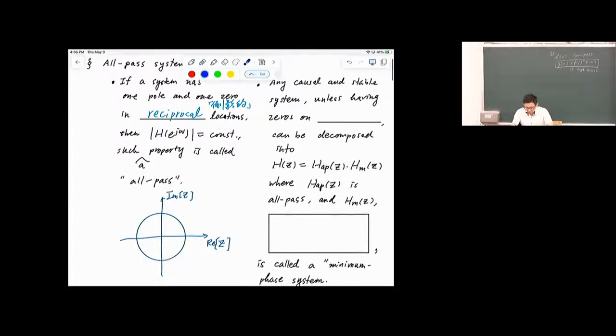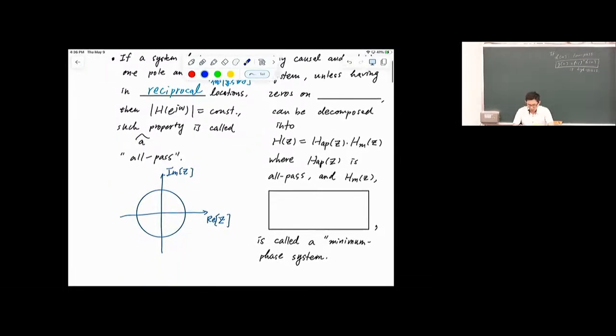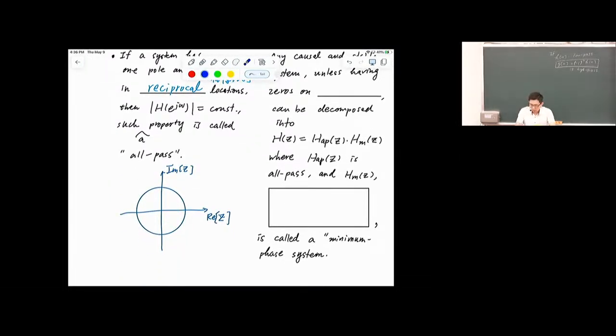Okay, so by reciprocal, now I need to define it. Reciprocal location means that one pole and one zero, of course, we keep the pole inside the unit circle to make it causal and stable. The pole is inside, and the zero, as you will see, will be outside. Pole inside, zero outside the unit circle, and they occur at the same angle.